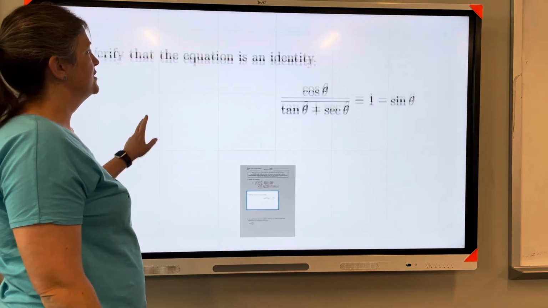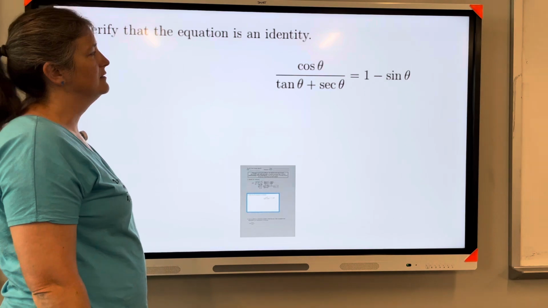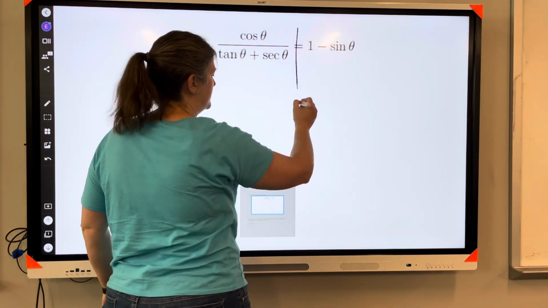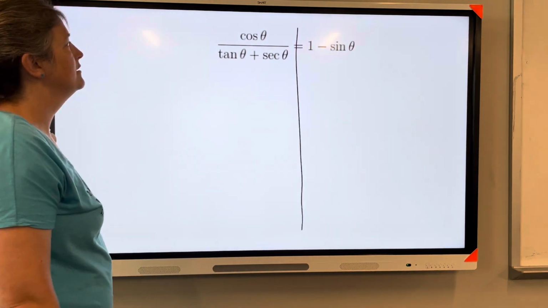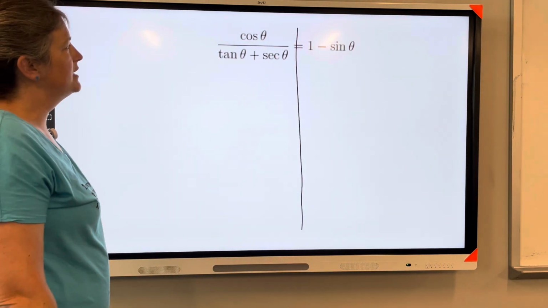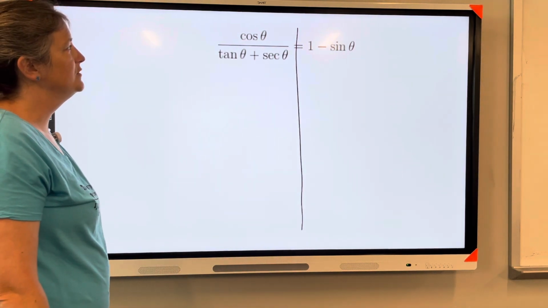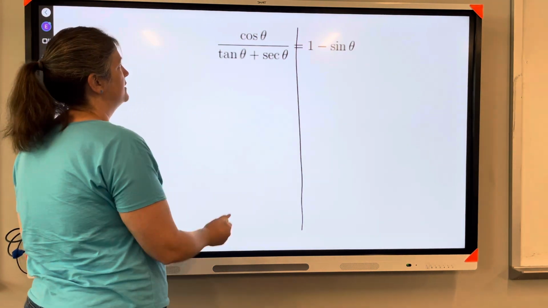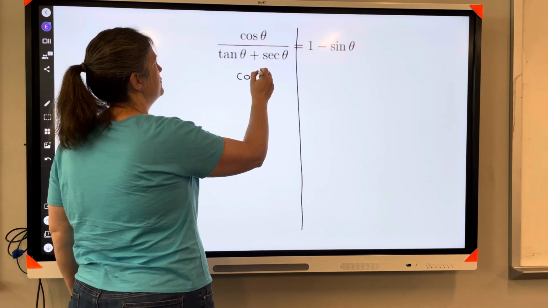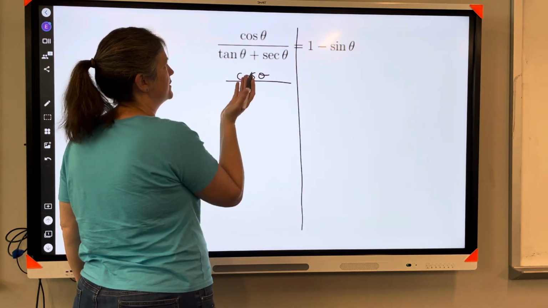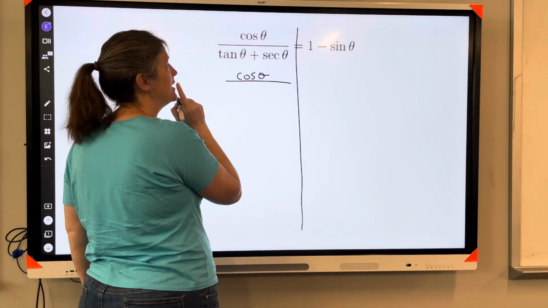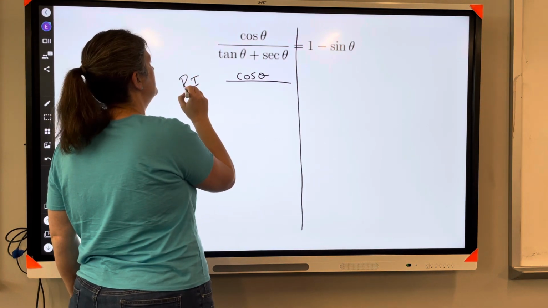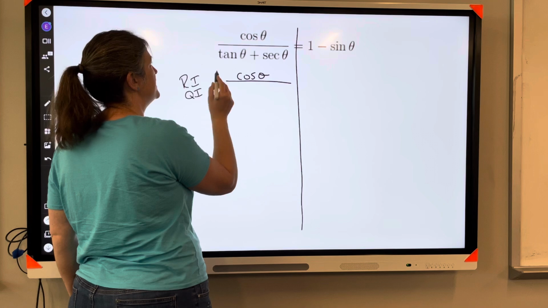Verify that the equation is an identity. Okay. So I'm going to do the thing where I draw the line and I don't cross it. The left-hand side looks way more complicated than the right-hand, so I'm going to start here. I'm going to start messing with this. The cosine of theta, I don't know what to do with that. But the tangent, maybe I can use the reciprocal identity for secant and the quotient identity for tangent.